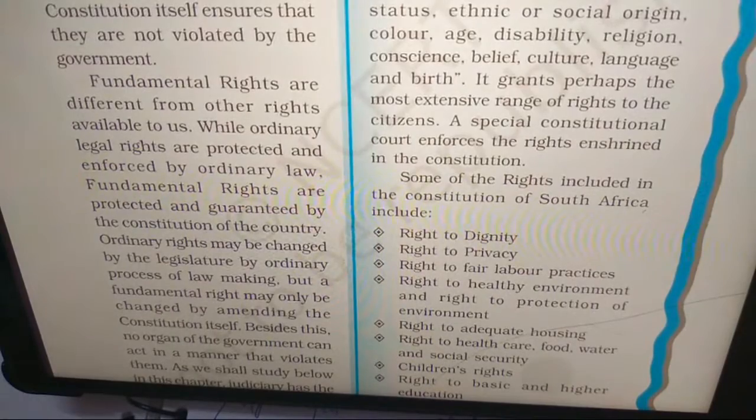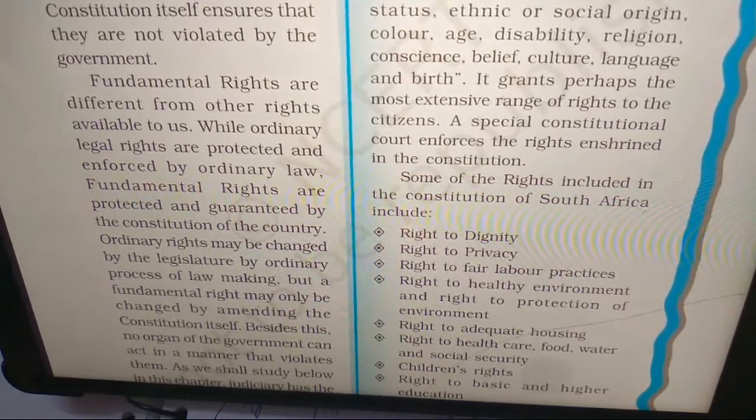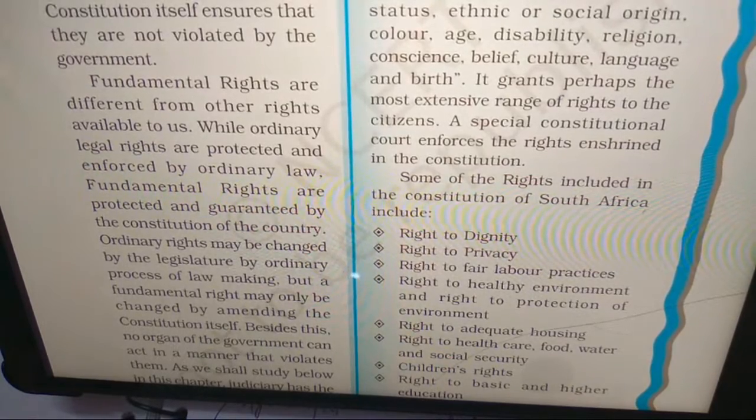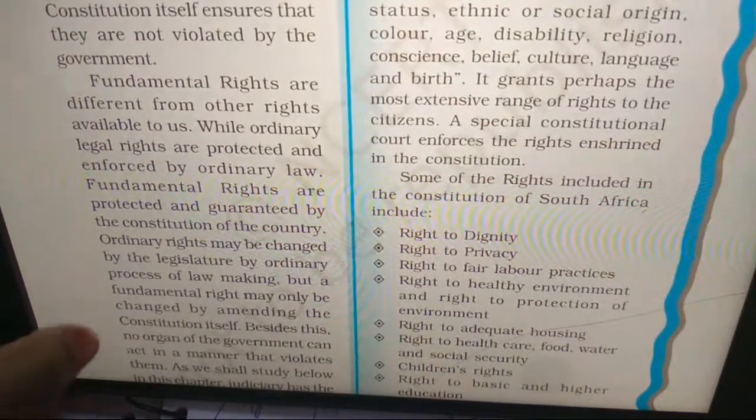While ordinary legal rights are protected and enforced by ordinary law, fundamental rights are protected and guaranteed by the Constitution of the country. Ordinary rights may be changed by the legislature by ordinary process of lawmaking, but a fundamental right may only be changed by amending the Constitution itself. Besides this, no organ of the government can act in a manner that violates them.